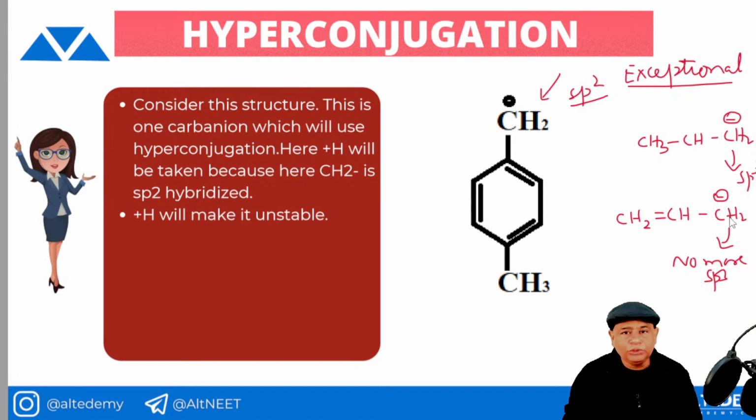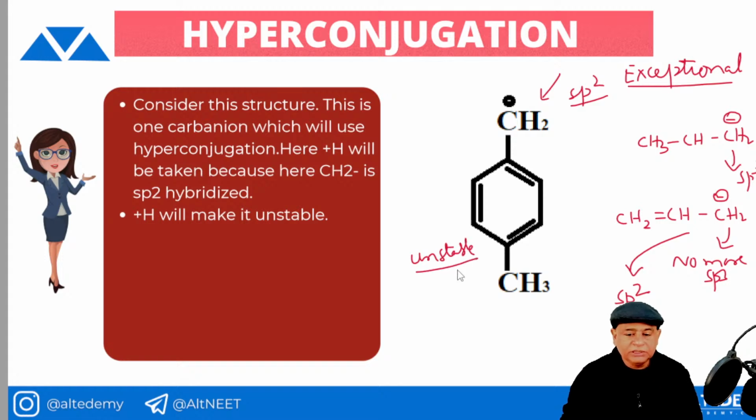So you cannot count for this carbon. So there will be 6 carbon and it will be Sp2 hybridized instead. And if it is Sp2 hybridized, obviously pure p orbital will be present. So this is a situation where plus H effect will be there, and this plus H effect will be pushing the electron, and it will be making it unstable.